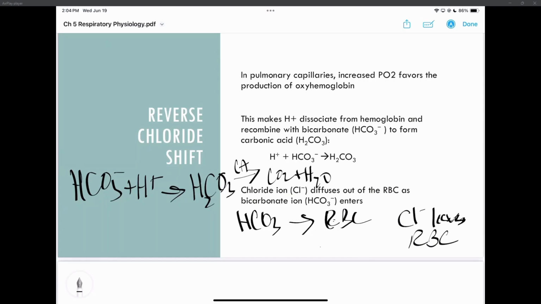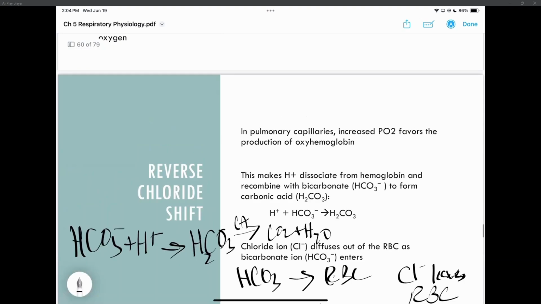So chloride shift is in the tissues. The reverse chloride shift happens in the lungs, so you can get rid of CO2, yes? The anhydrase also enters the RBC? It's always in the RBC. So this whole reaction occurs within the red blood cell. That's where carbonic anhydrase is located.